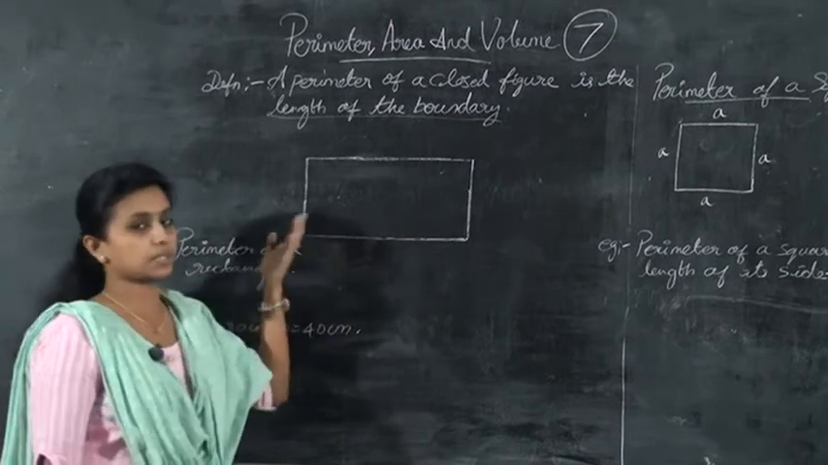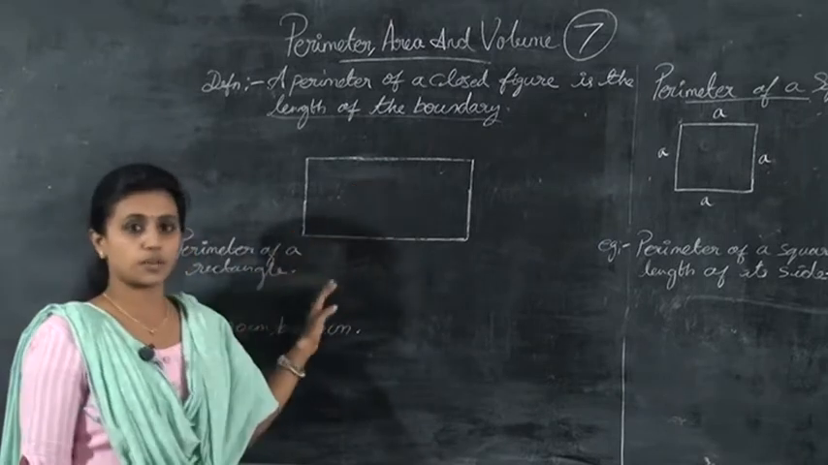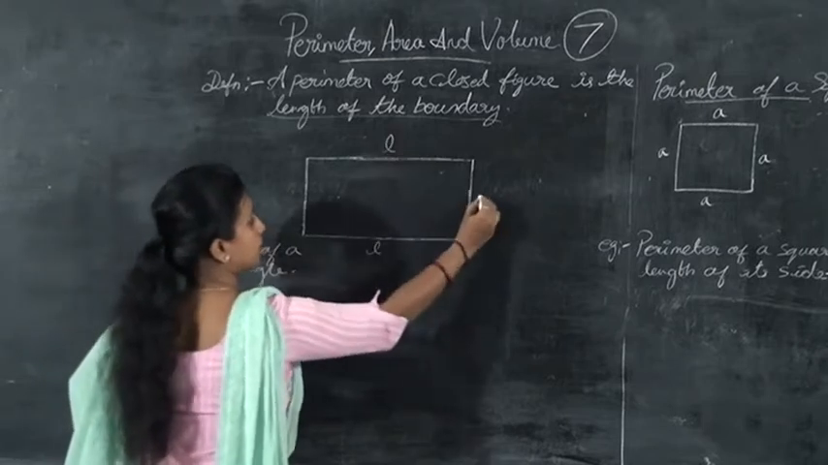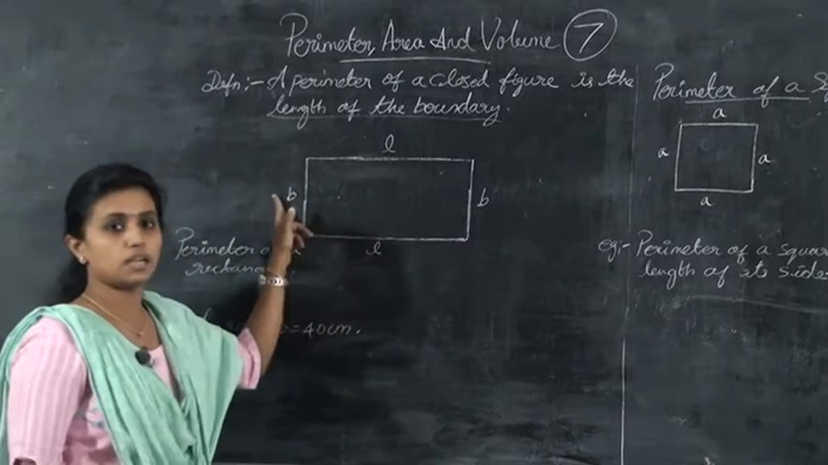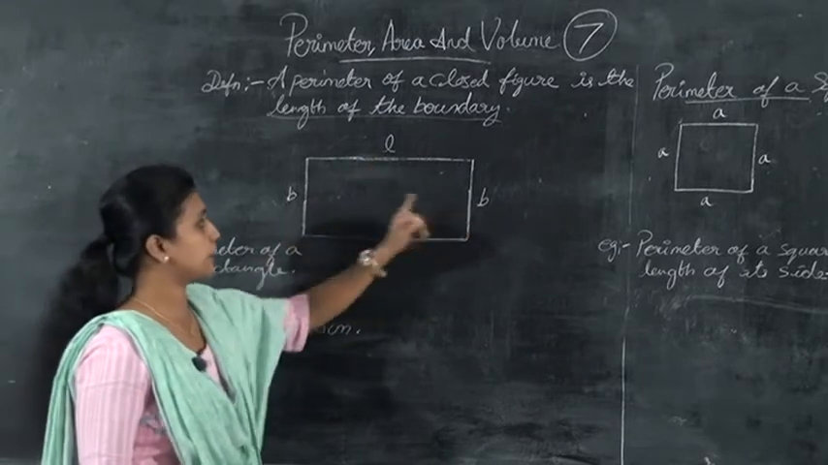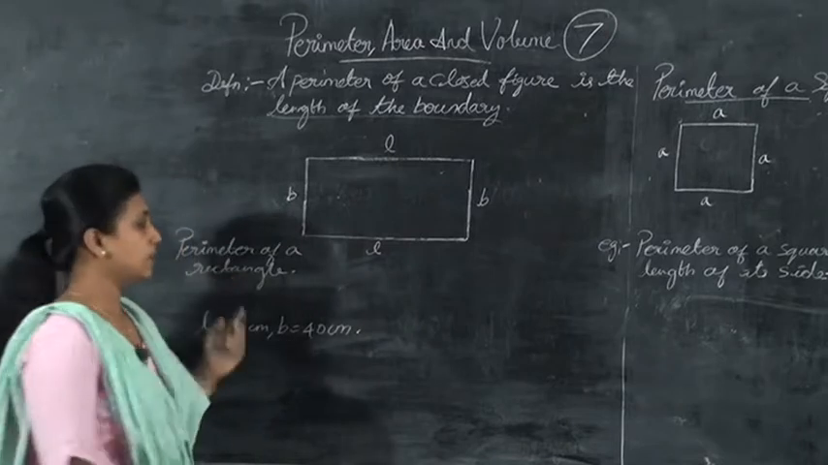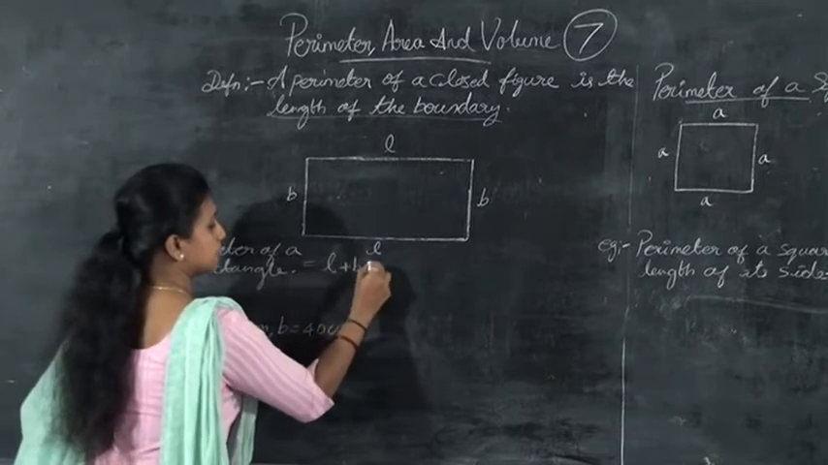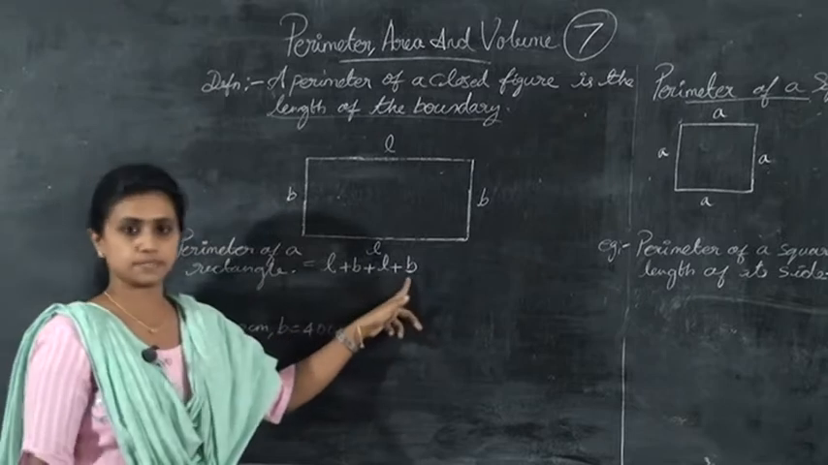Perimeter of rectangle അറിയാം നിങ്ങൾക്ക്, perimeter of a square അറിയാം. So what is the perimeter of a rectangle? Consider the length as L, then breadth as B, and you know that in a rectangle opposite sides are equal. Okay, opposite sides are equal. So here length and breadth is taken as B. Now what will be the perimeter of a rectangle? That is adding all the sides, length plus breadth plus length plus breadth, L plus B plus L plus B.